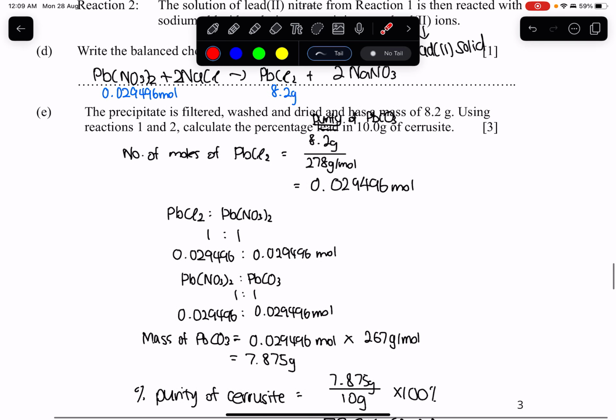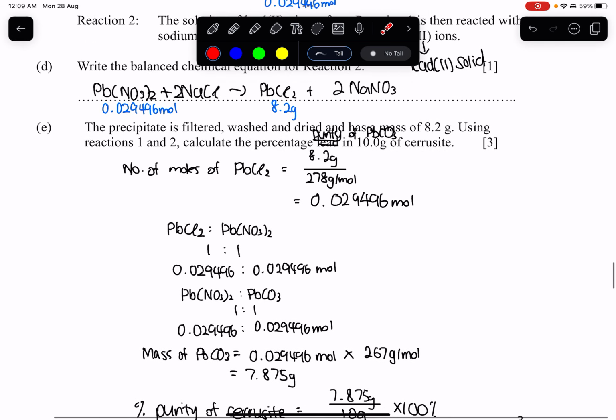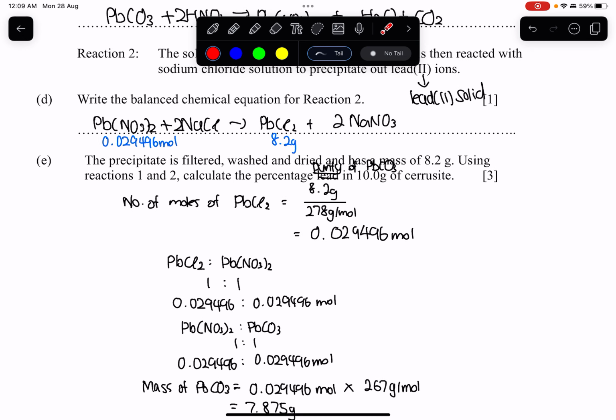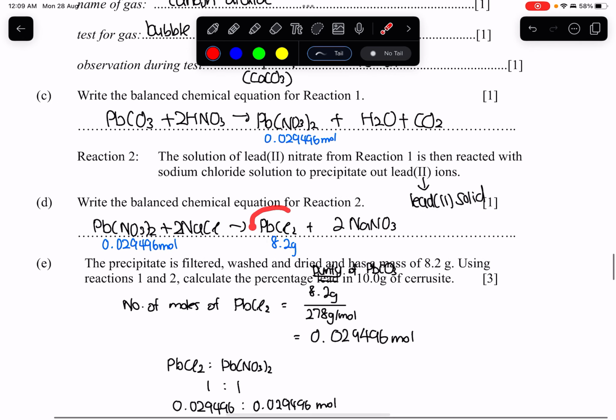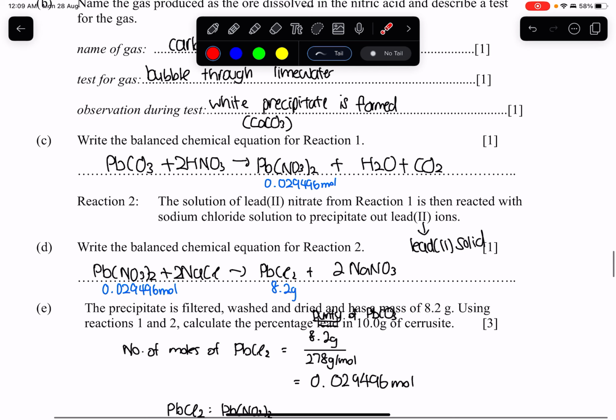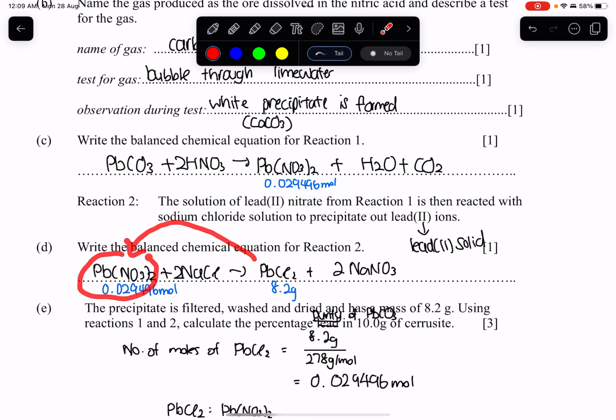Okay, so to find the percentage purity of PbCO3, I need to determine the mass of pure PbCO3 in the cerussite first. So first, I will backtrack, right? I have PbCl2. Because I want to find the original PbCO3 mass, I will find the mass of PbCl2. Use mole ratio to find moles of Pb(NO3)2, which is the same as the lead nitrate in reaction 1, and use the lead nitrate in reaction 1 mole to find moles of PbCO3 in reaction 1.